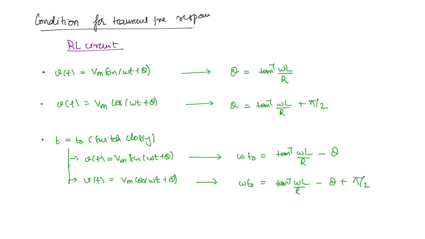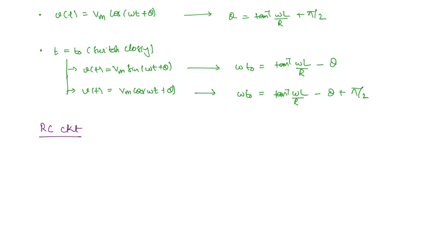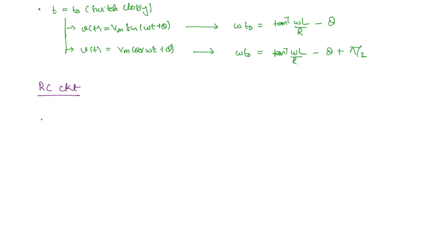Now what will it be for the RC circuit? The procedure for derivation will be the same and the results are also somewhat similar, with only slight differences. Okay. So if the source has a sine function, then theta is equal to tan inverse omega RC. In the previous RL case, it was omega L by R. Omega L by R you can write as XL by R.